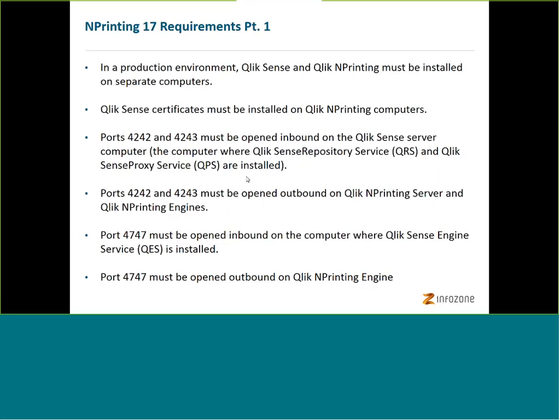Really quickly, let's go through ports and the direction, or the architecture standpoint, of how this works. For your Qlik Sense server, inbound we need 4242 and 4243 open, and outbound we need 4242 and 4243 open on your NPrinting engines. So all this means is NPrinting is going to be sending some information through these reports to your Qlik Sense. We need those open for them to directly communicate. Port 4747 must be opened inbound, and port 4747 must be opened outbound for the NPrinting engine. Again, all this means is the NPrinting engine needs this port open to connect to the Qlik Sense engine.